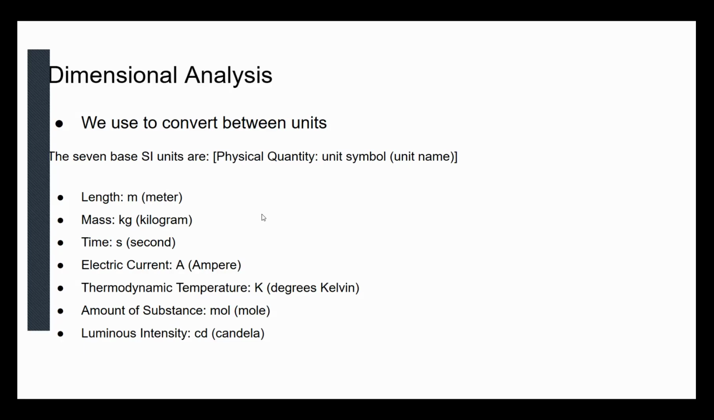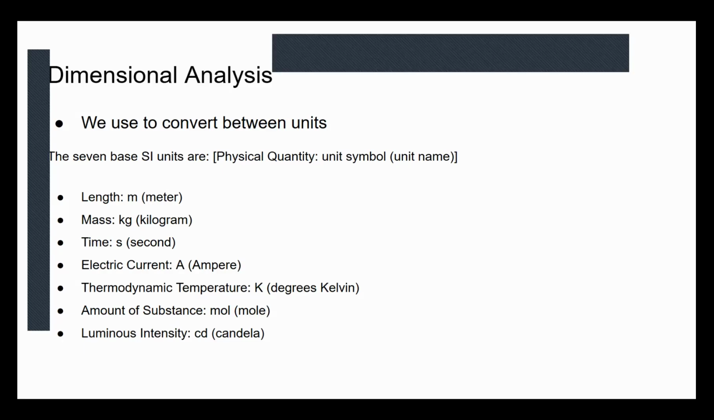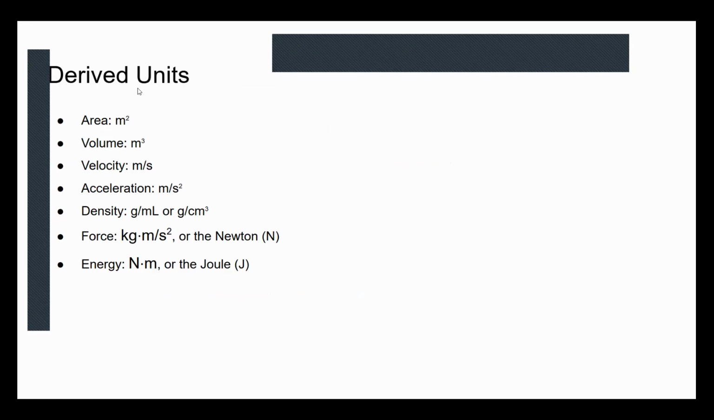So dimensional analysis we use to convert between units. Say we have inches, but we need centimeters, for example. We're going to use dimensional analysis. I have given you the base units, SI units before, and a chart. So this is just a review. And then we have our derived units, like our area, volume, velocity, acceleration, density, our force, and our energy.